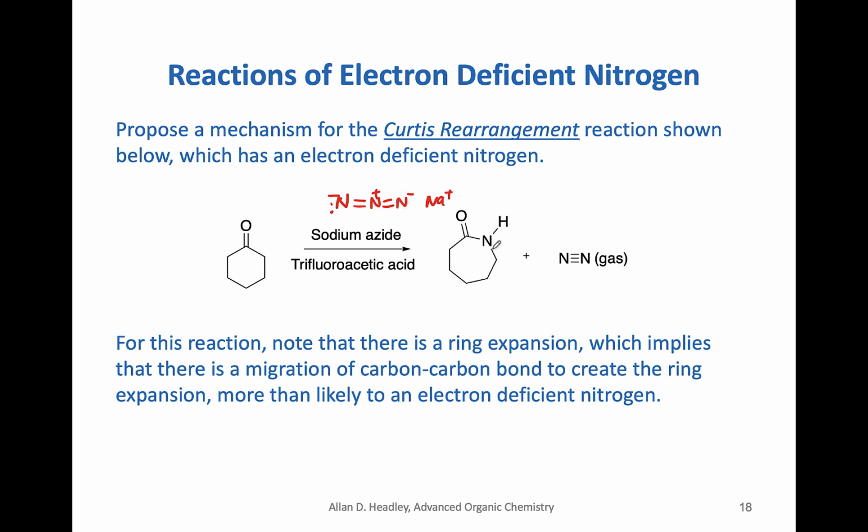Notice this product here, though, is cyclic. So here's the nitrogen from the azide. So we have a ring expansion. So it implies that we have a carbon-carbon bond migration. So instead of an alkyl group migrating, we have a carbon-carbon bond, an entire bond that's migrating to create a ring expansion. And of course that migration is to the electron deficient nitrogen.